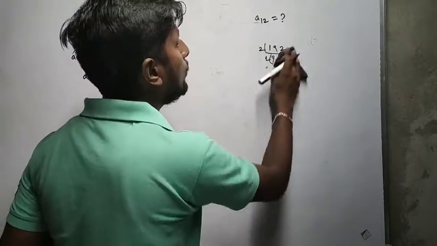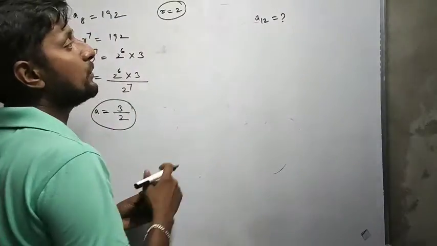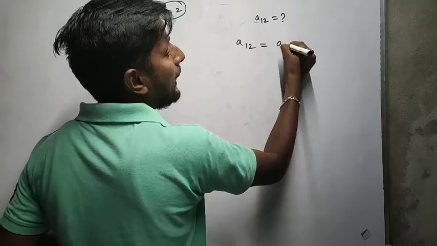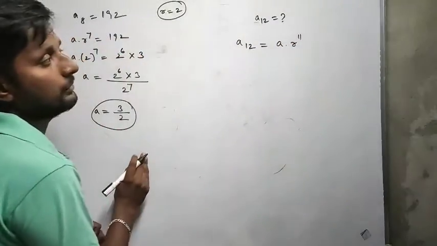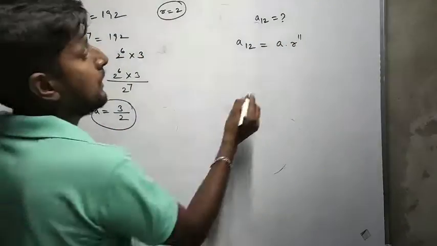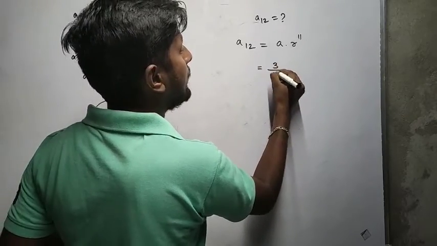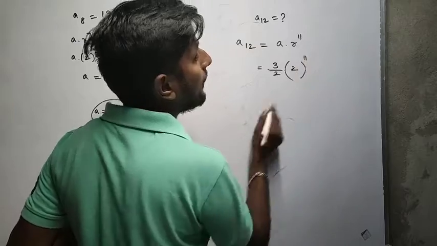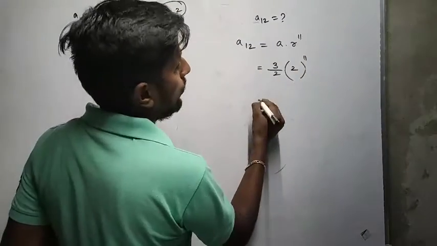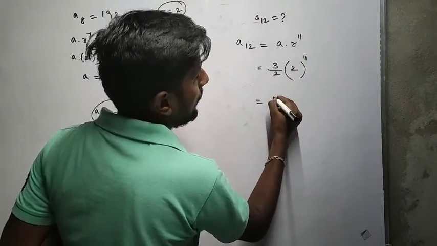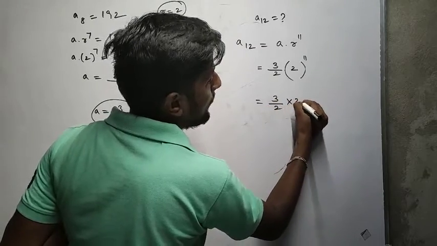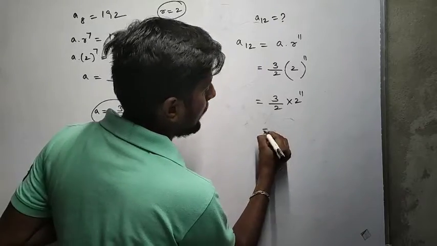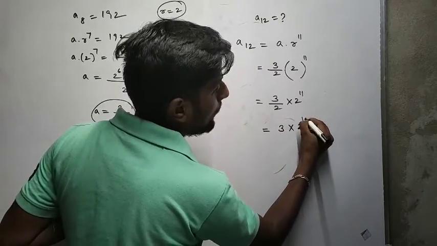Now we need the value of A12. A12 is equal to A into R to the power 11, one less, R minus 1, no? So the A value we write as 3 by 2 and the R value as 2 power 11. So we'll write 3 by 2 into 2 power 11. Overall 2 eleven times, from that we cut 1 time. So we'll write it as 3 into 2 power 10.